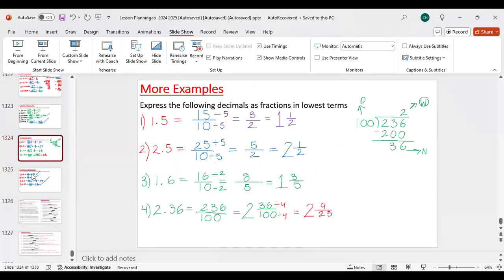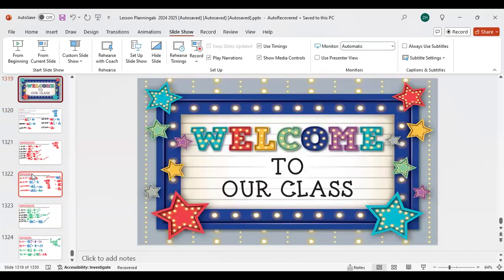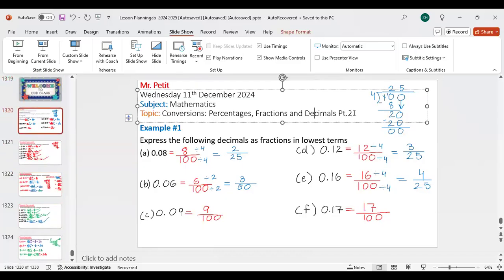We are still doing conversions. Yesterday we looked at converting decimals to fractions. We spent a long time with that. Today we're going to be looking at percentages.